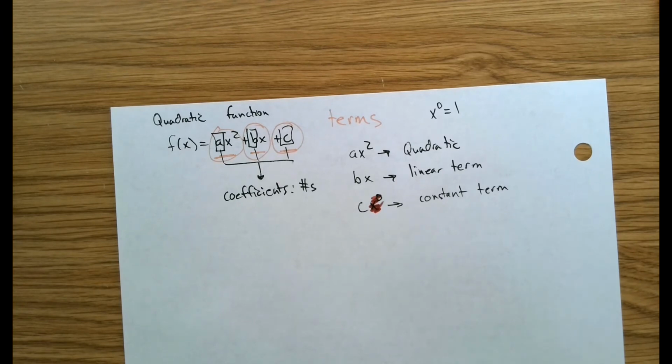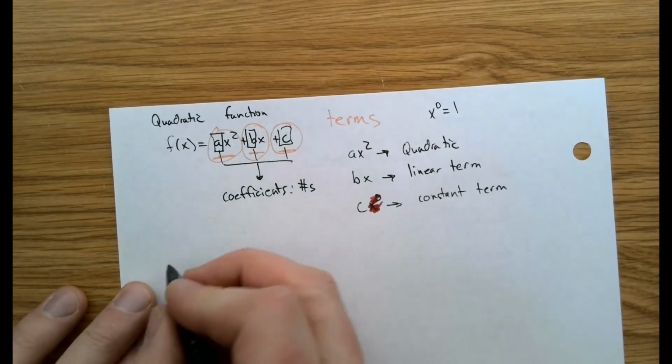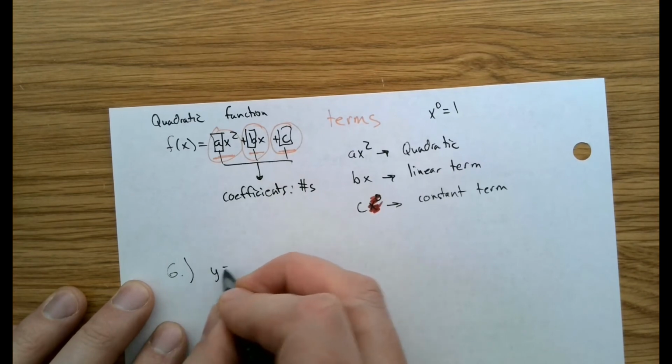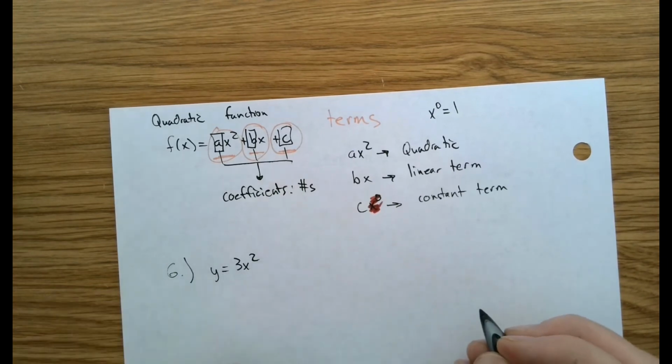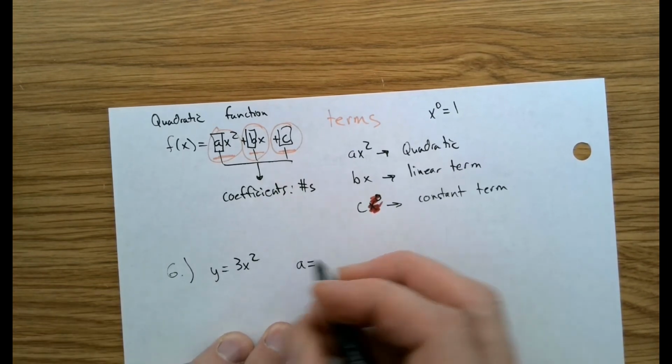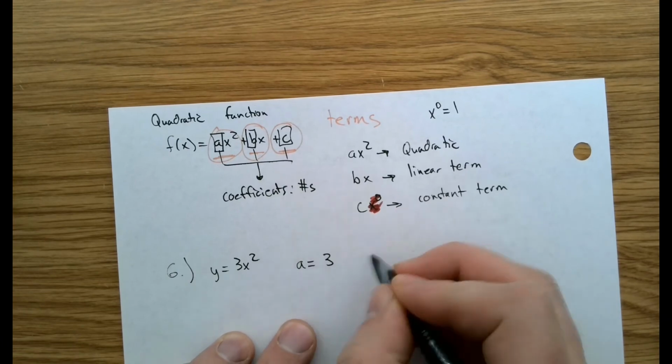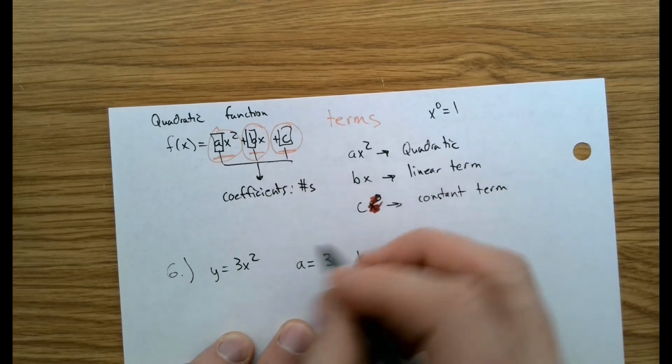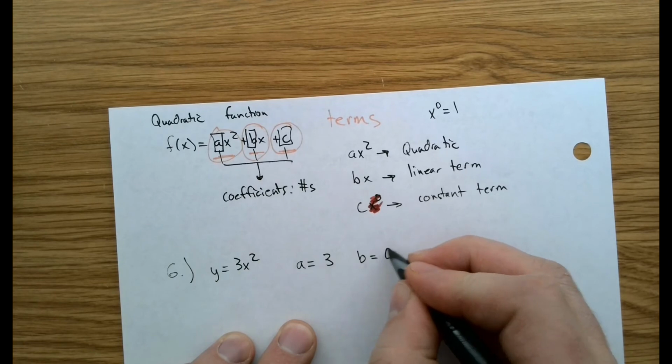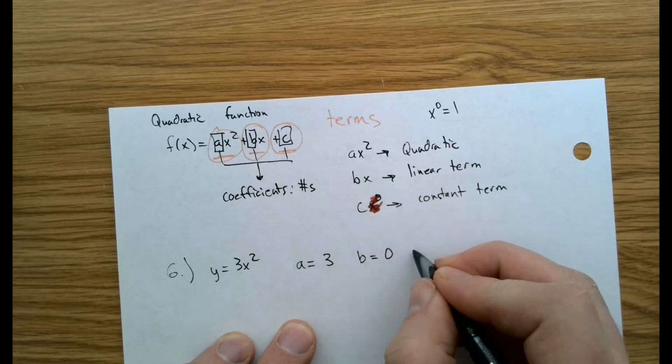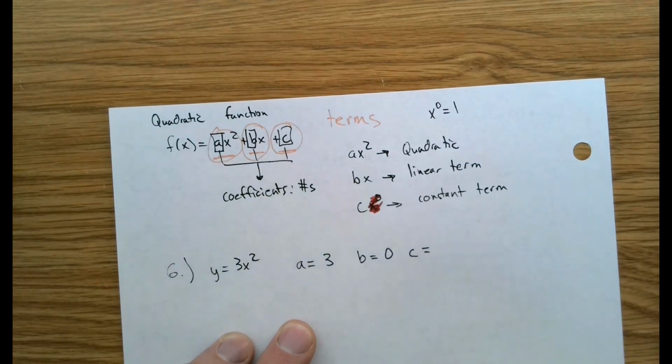Okay, so if we look at number 6, we're going to identify the different values of a, b, and c, meaning the coefficients of each of these functions in number 6. So y equals 3x squared is our quadratic function. The a is always the number times the x squared. The b is the number times x. There isn't one there, so it's 0. That's why it disappeared. And then the c, we don't see a number by itself, so it's also 0.